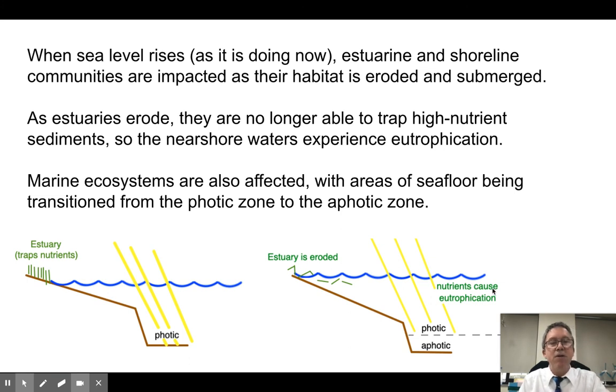So by adding nutrients to the ocean, we can expect to have eutrophication. Also, where the bottom was photic, it is now deep enough that it might become aphotic.